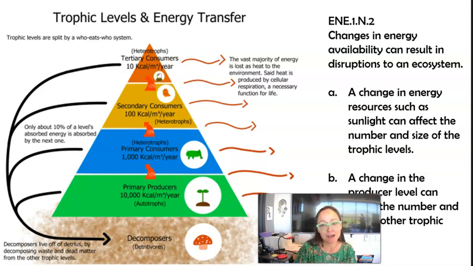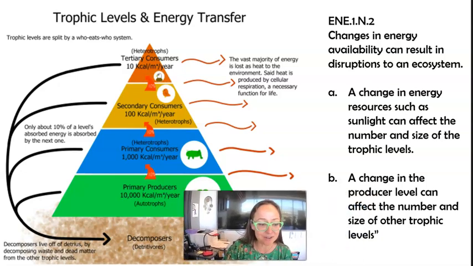So when we talk about different trophic levels, the amount of available energy in one trophic level is going to decrease by 90% to the next trophic level. One of the main reasons for that is heat loss. About 60% of the available energy in one trophic level is going to be lost as heat to the environment. And therefore, there is a limited number of trophic levels in an ecosystem. And that's why they also get smaller and smaller as you go up.